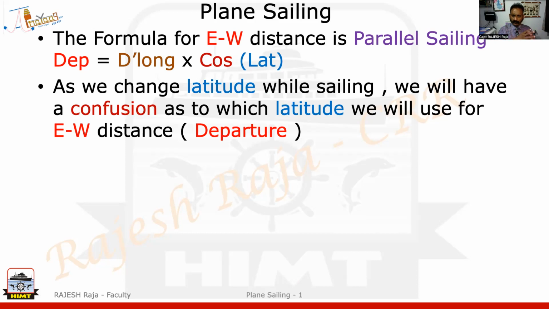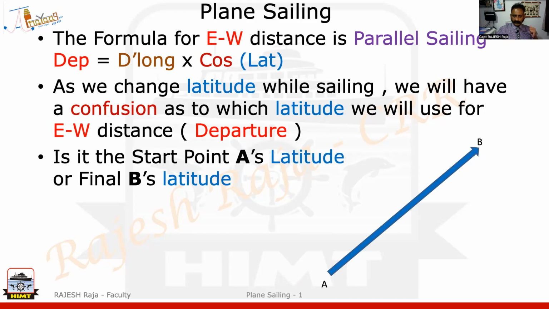D long is only at the equator. So how do I calculate d long? Without d long, I cannot calculate my arrival longitude. So I have a slight confusion. That means I start at A, end at B, and how do I calculate this east-west distance? Should I take in that formula the latitude as alpha's latitude or bravo's latitude, this one or this one? Or you're continuously changing your east-west distances as and when you're moving. So which one should I take? So this is a big confusion.